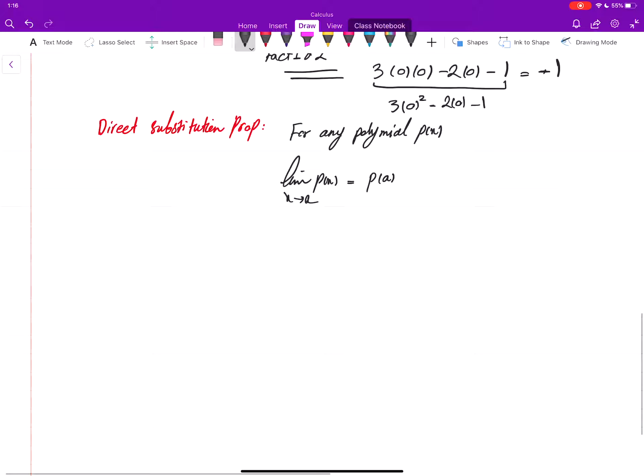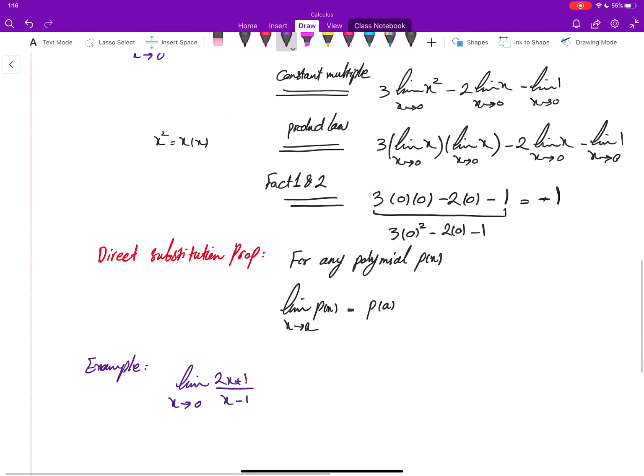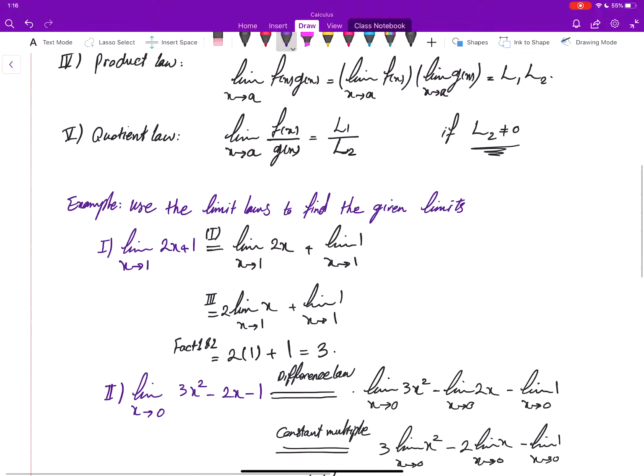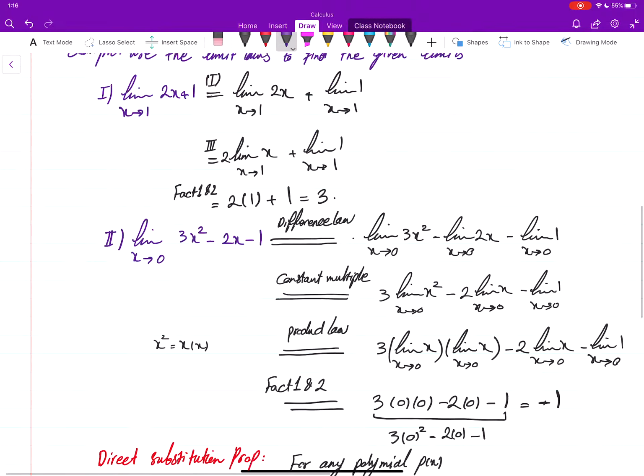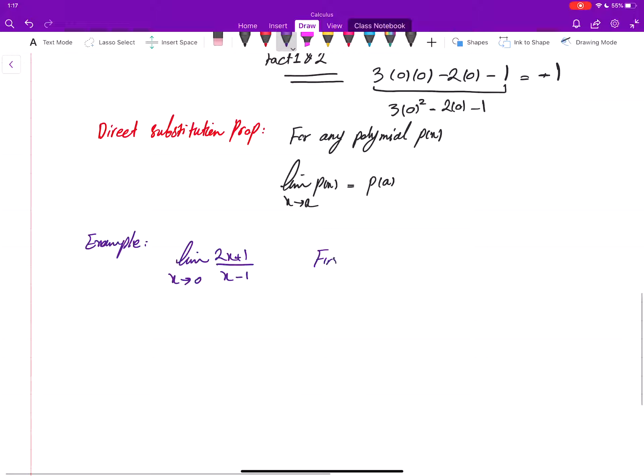What else can we get from these laws? Let us see another example that will show us everything: the limit of 2x plus 1 over x minus 1 as x goes to 0. Well, this is a quotient, so the first thing that comes to mind is the quotient law, which is about the limit of quotients. One thing you have to check: the quotient law is true only when the limit of the denominator is non-zero. So we have to first check that.